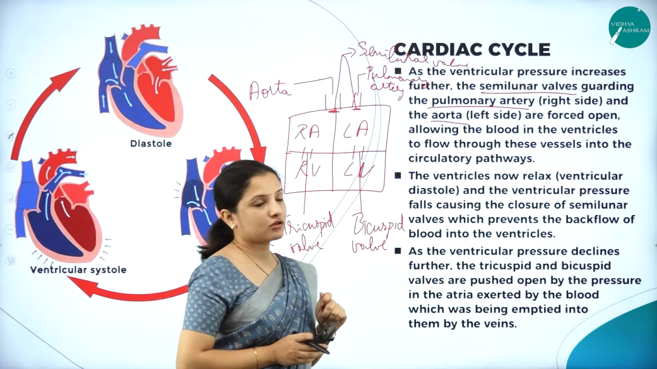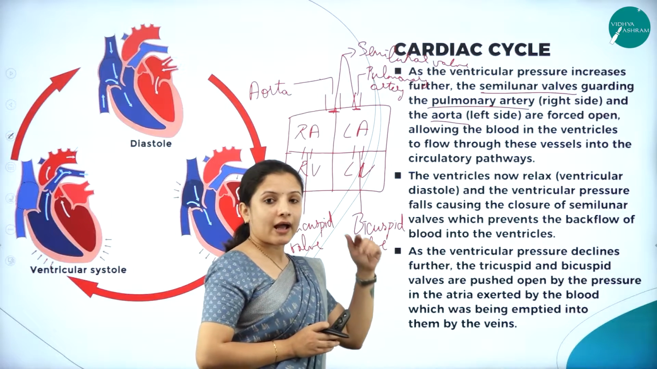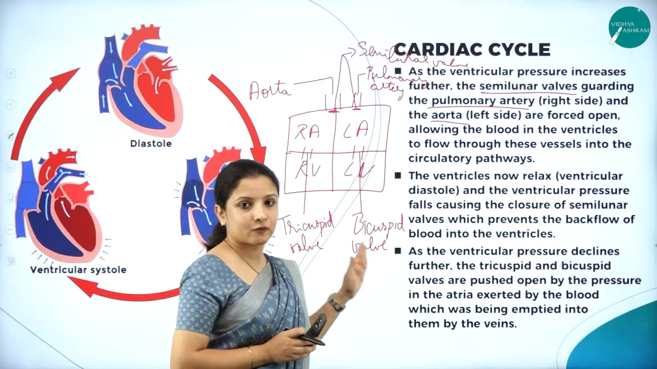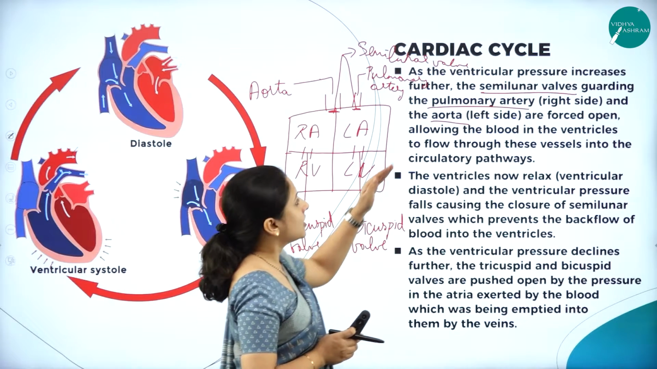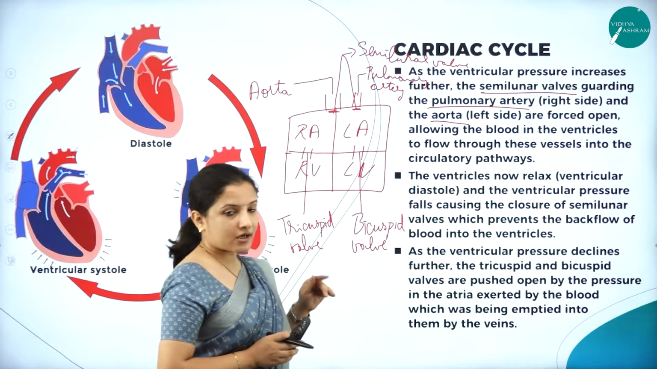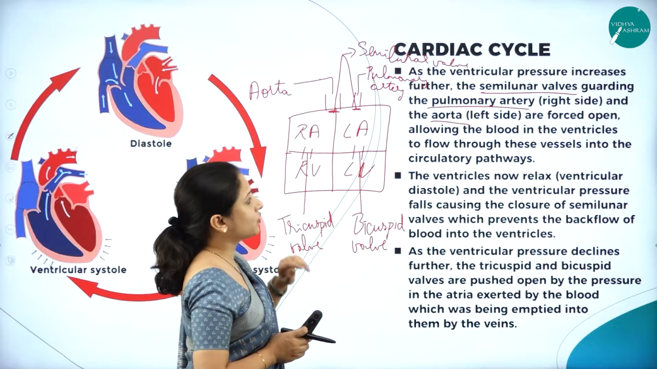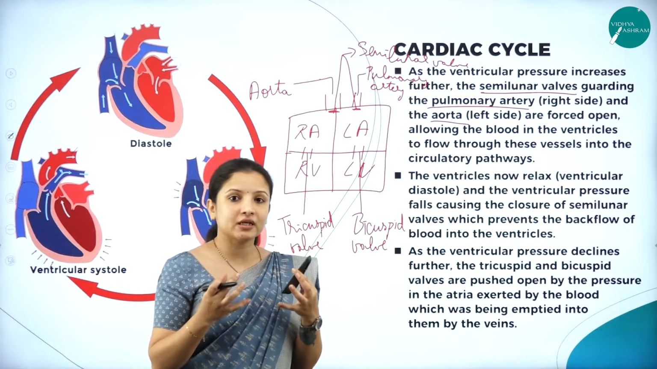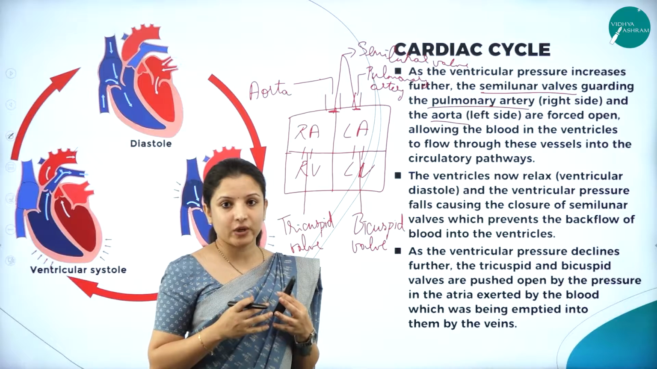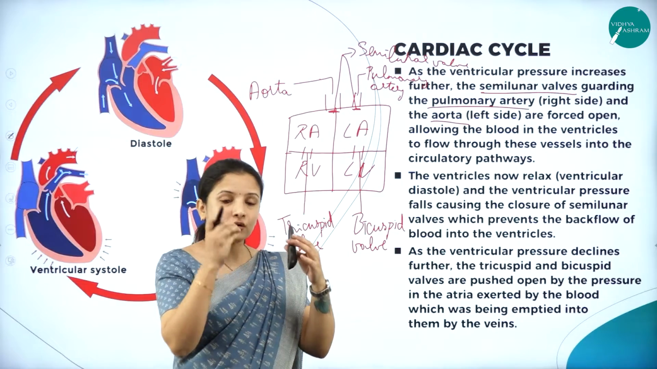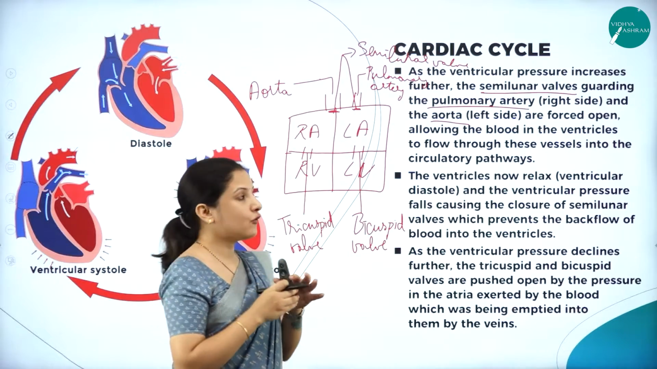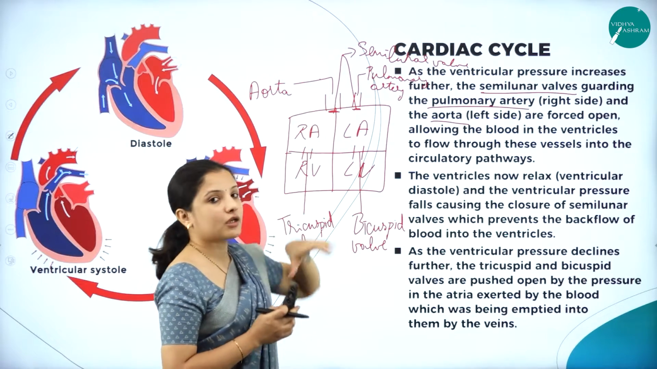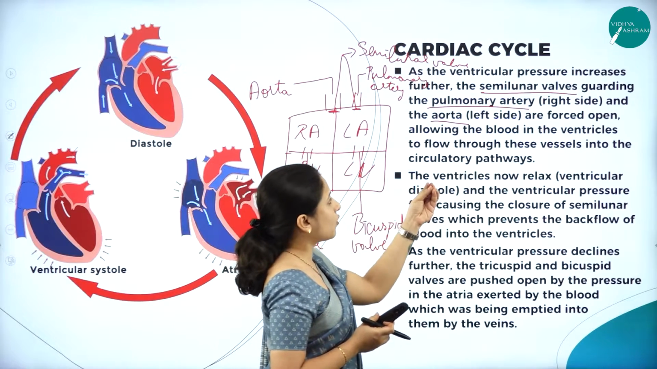Now what is the function of the semilunar valve? As the pressure in the ventricles, the right ventricle and the left ventricle, keeps on increasing, the semilunar valves guarding the pulmonary artery and the aorta are forced to open. Because if the pressure keeps increasing, the blood cannot be retained in the ventricles, right? It has to be let out. So the increasing pressure forces the semilunar valves to open. When they open, what happens?